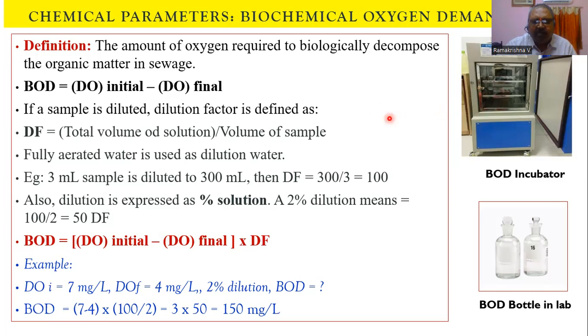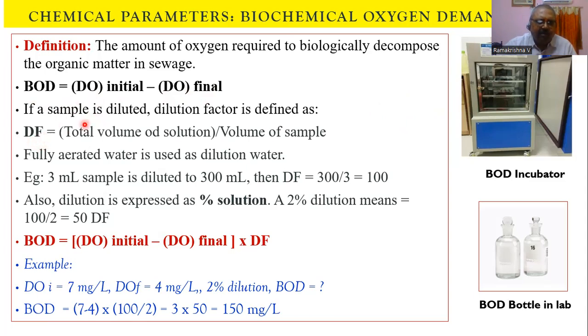What is the initial DO before we put it inside? And what is the final DO after 5 days of incubation at 20 centigrade? We calculate using the Winkler method discussed just previously. And then the difference of these is going to give you the BOD. And sometimes we also go for the dilution factor.